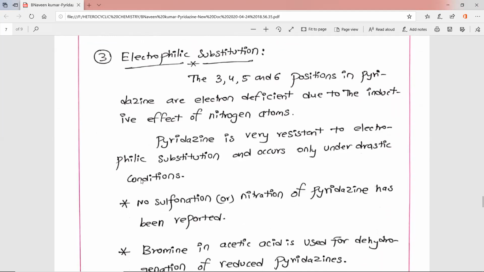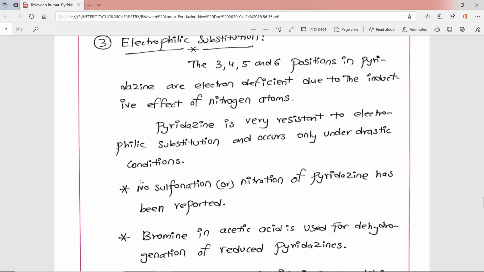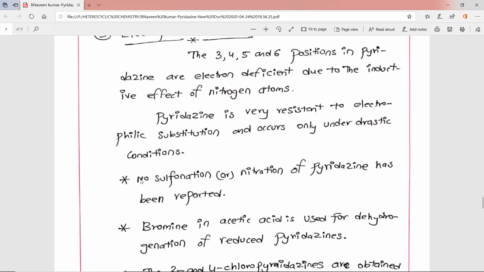Therefore, pyridazine is resistant to electrophilic substitution, and electrophilic substitution occurs only under drastic conditions. As the ring is electron deficient in nature, substitution by an electrophile becomes difficult. However, if electron releasing groups are present on the carbon atoms of the ring system, it will become more electron rich, and substituted pyridazines may undergo electrophilic substitution.